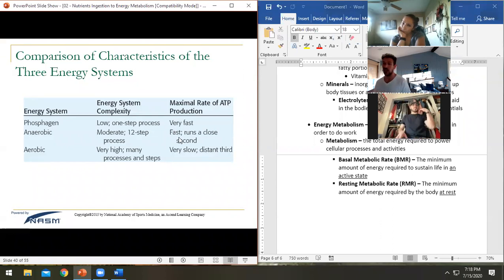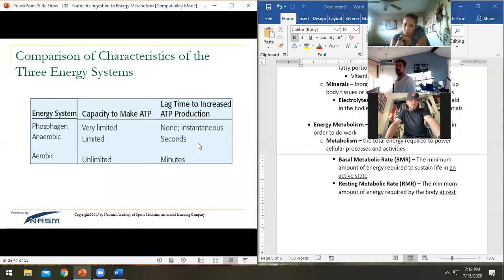But it's resulting in lots of lactic acid as well, which will then go through aerobic metabolism, which is crazy complex. You get that entire Krebs cycle, you got that entire electron transport chain. Both those things are pretty freaking complex. There's a lot of processes, there's a lot of steps. So it produces ATP very, very slowly. But the benefit is that it produces massive amounts of ATP.